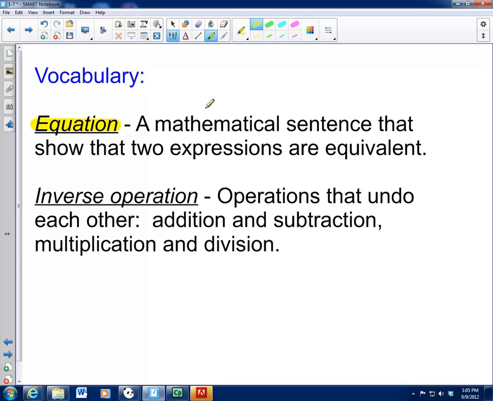An equation is a mathematical sentence that shows that two expressions are equivalent. Our next vocabulary word is inverse operation. Inverse operations are operations that undo each other. Addition and subtraction are inverse operations, and multiplication and division are inverse operations.